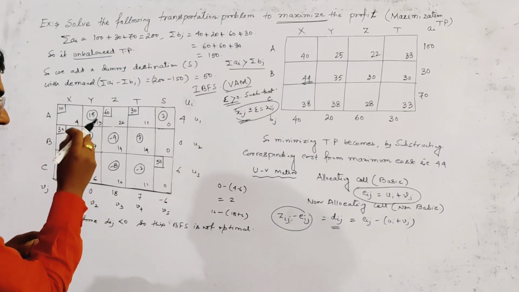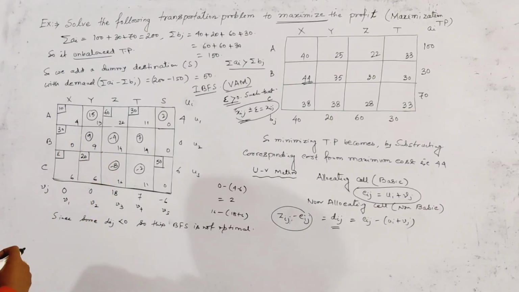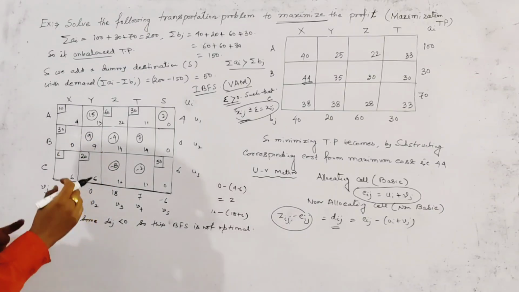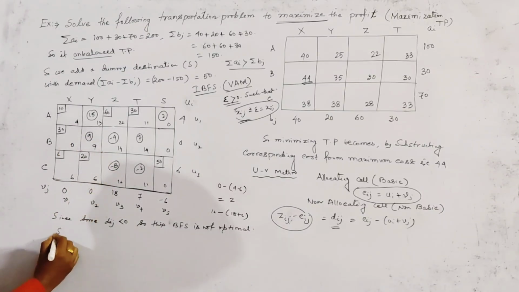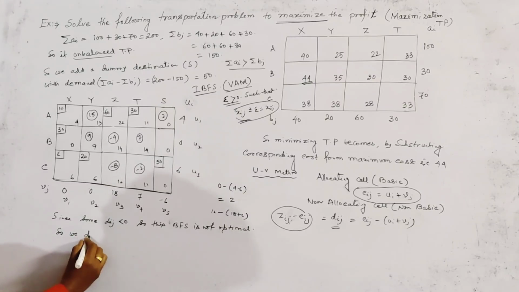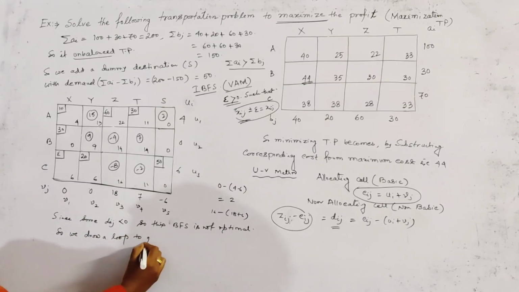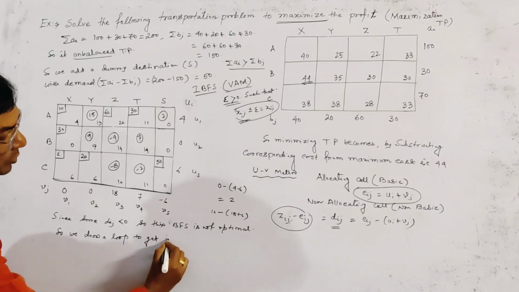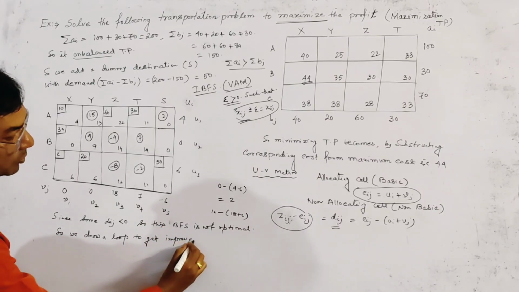To improve this type of solution, we must draw a loop. So we draw a loop to get an improved solution.